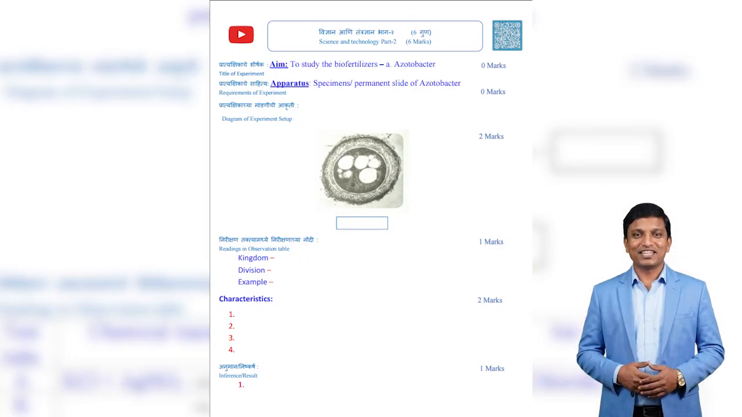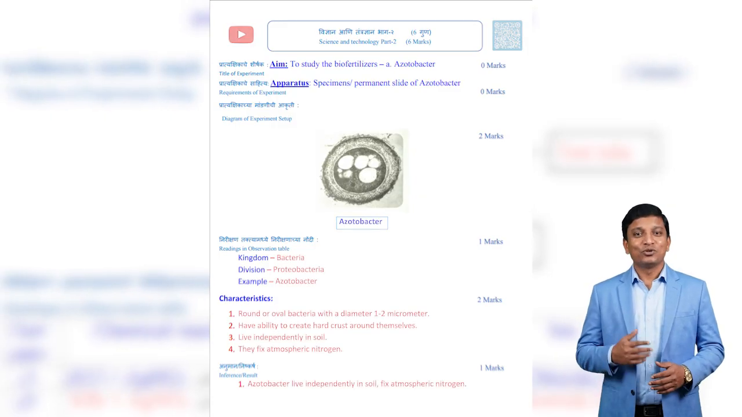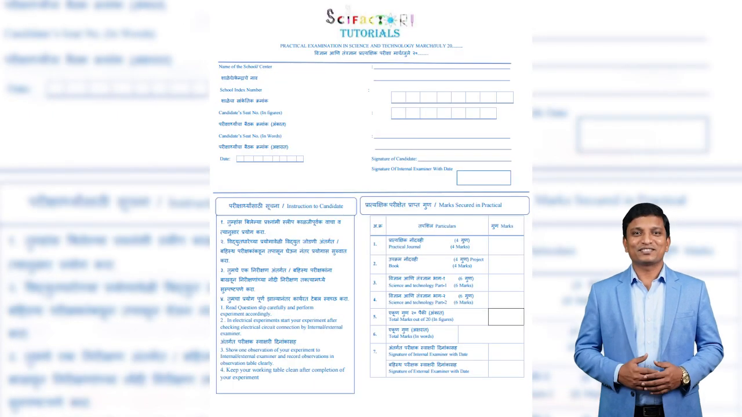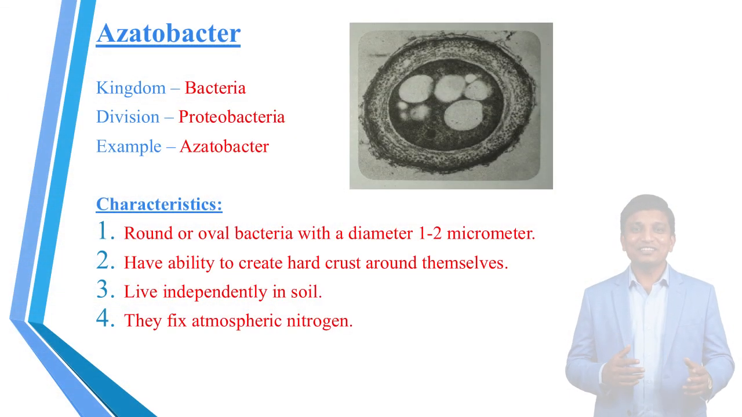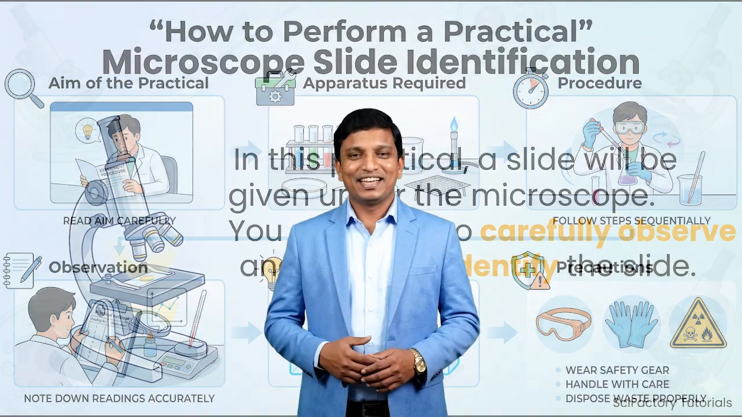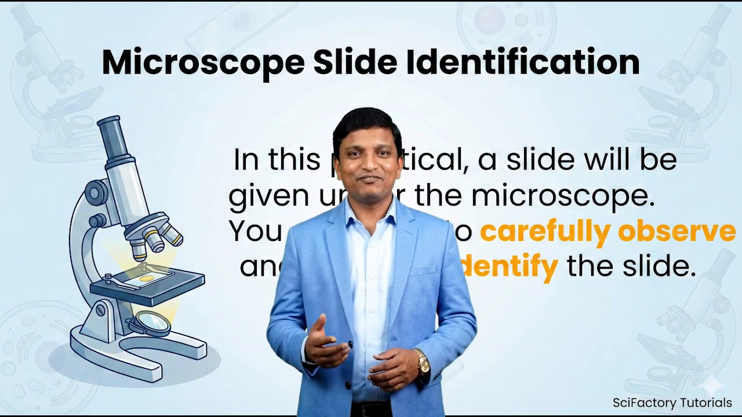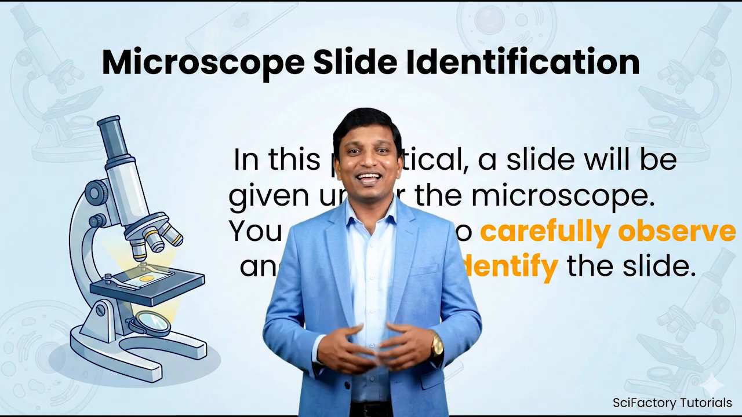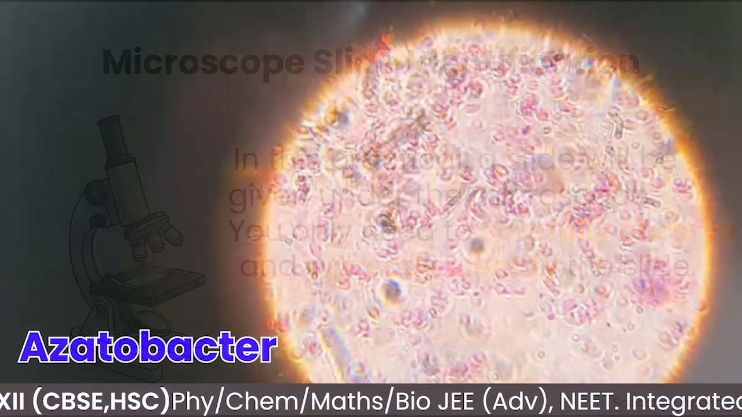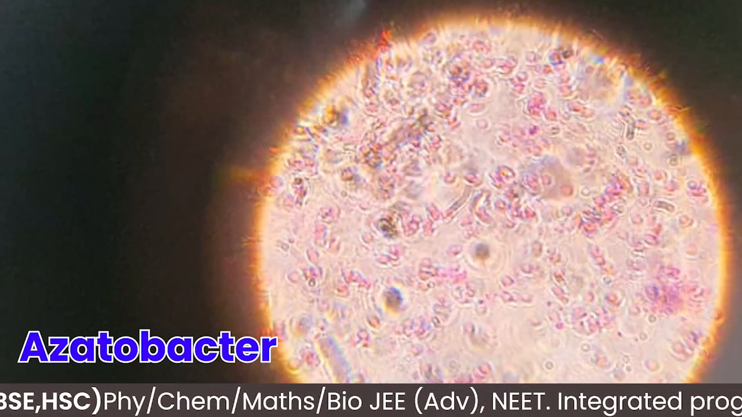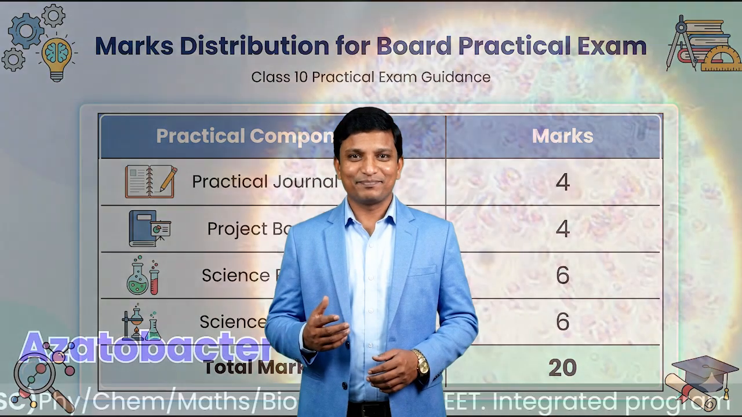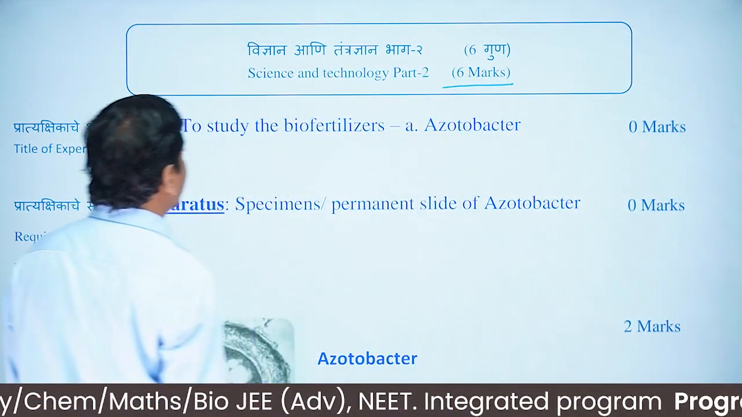You will get the practical sheet in the board examination exactly like this as shown here. Your task is to write the answers given in the answer sheet neatly on your board answer paper. Observation table with solution. How to perform the practical. In this practical, a slide will be given under the microscope. You only need to carefully observe and correctly identify the slide. Actual marks distribution for board practical exam. For this practical, you will get 6 marks.